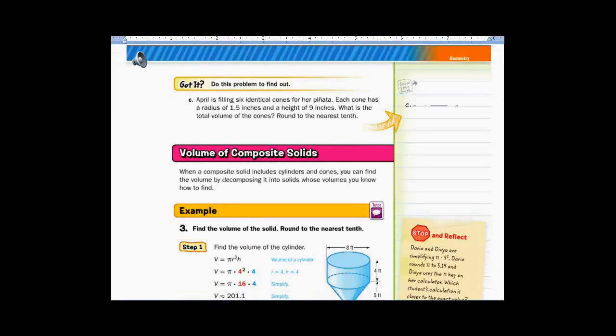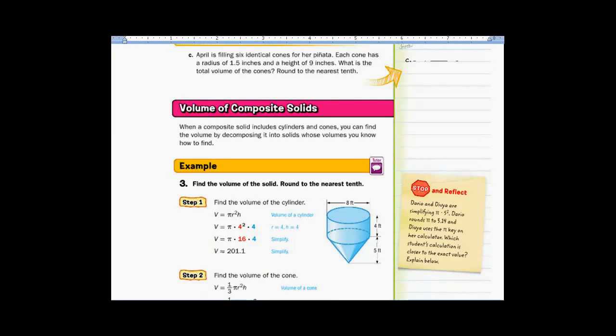Well, anything short compared to yesterday's, right? All right, volume of composite solids. This is no different than before, except for now you've got cones and cylinders on top of each other.